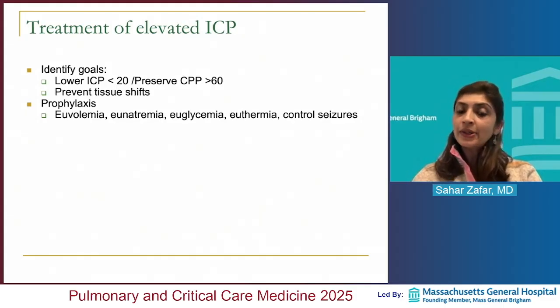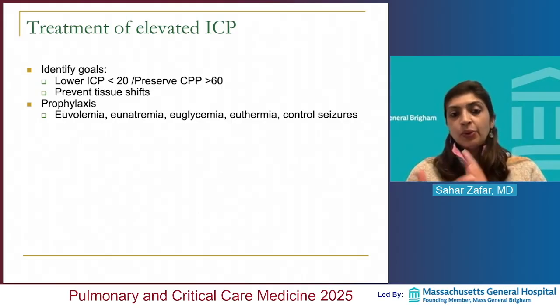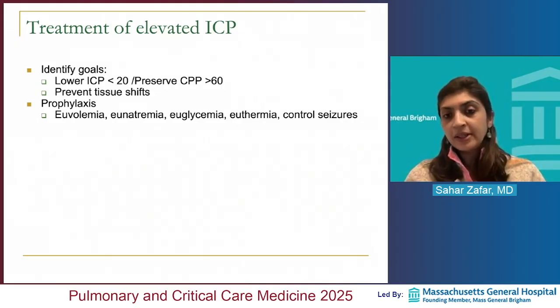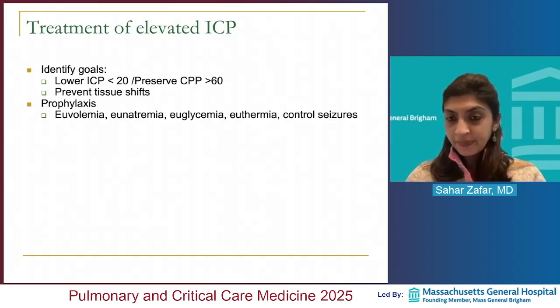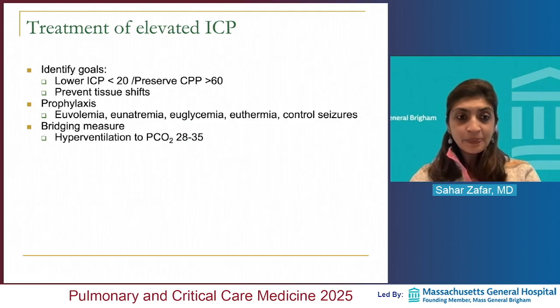And so just going back to some of the systemic determinants. The first step is prophylaxis, which is prevention of high ICP and involves maintaining normal homeostasis. So euvolemia, eunatremia, euglycemia, and euthermia are all key in preventing elevated ICP. If the patients have seizures, controlling seizures is another key mechanism.